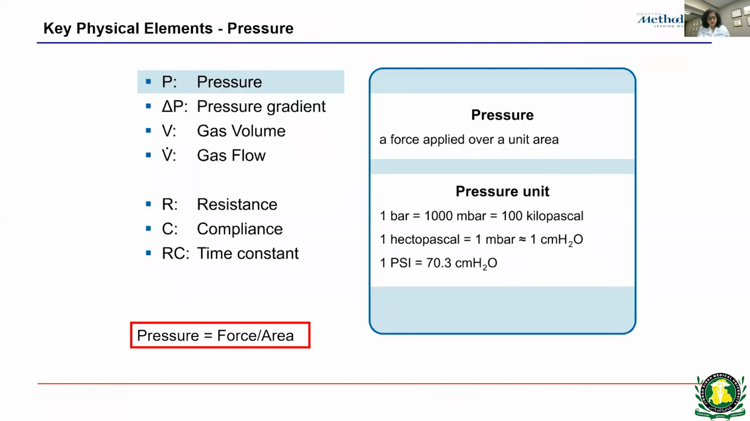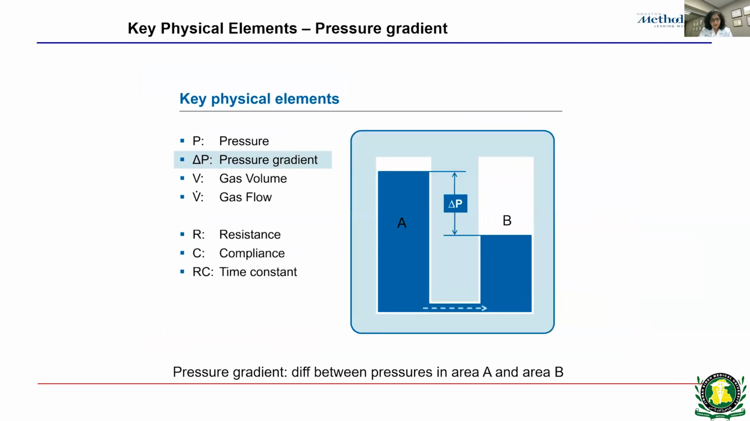Now I'm going to go over some of the key physical elements. First, let's talk about pressure. What is pressure? Pressure is the force against resistance applied uniformly over a unit area of surface. What is pressure gradient? It is the difference between pressures in area A and area B. Let's say these areas were connected by a tube, then the pressure gradient drives gas from an area of higher pressure to an area of lower pressure. The gas movement is called flow.